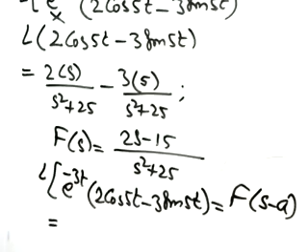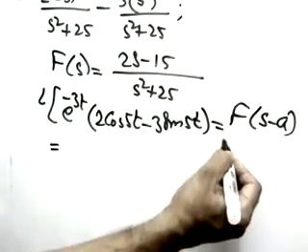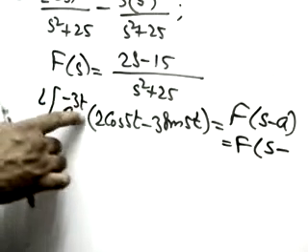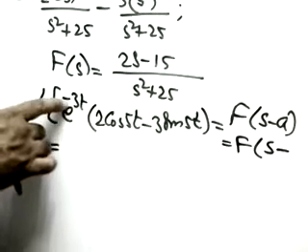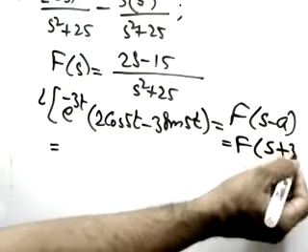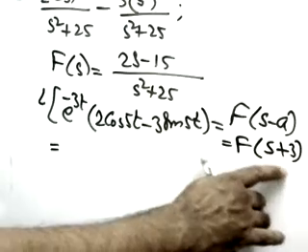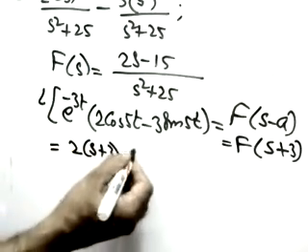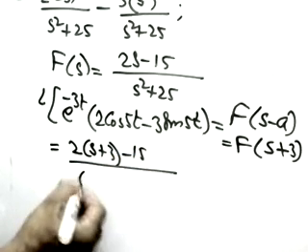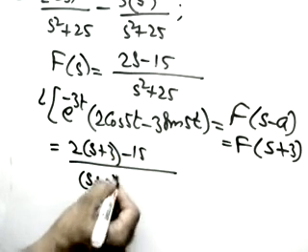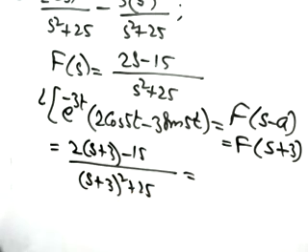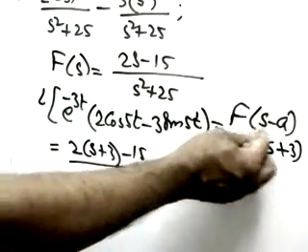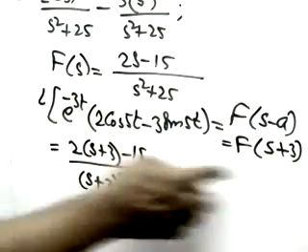So what will you get as the answer? We have to write in place of s, s minus a. The power of e power at, a is minus 3 here. Again minus means this will be plus. So in place of s, you must write s plus 3. 2 into, in place of s, s plus 3, minus 15 divided by, in place of s, s plus 3 whole square plus 25. So when we use the first shifting theorem, this F of s will become F of s minus a.